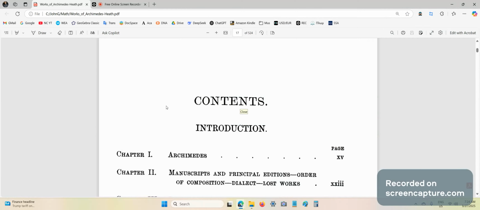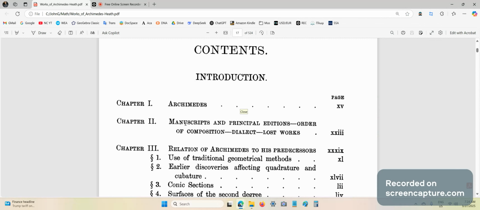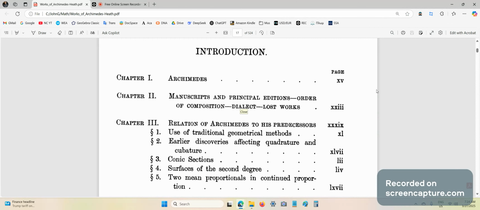This is the book that Heiberg wrote, and it's called The Works of Archimedes. He also wrote Apollonius's Conics, which perhaps if I live long enough, I might get to cover after this one. But there is so much to cover in this book that I may never get to Apollonius, and my health is not in the greatest of states.